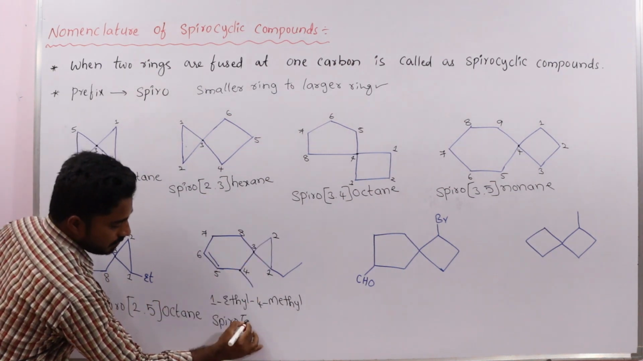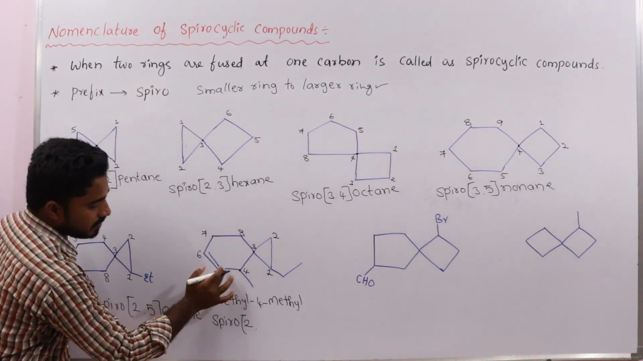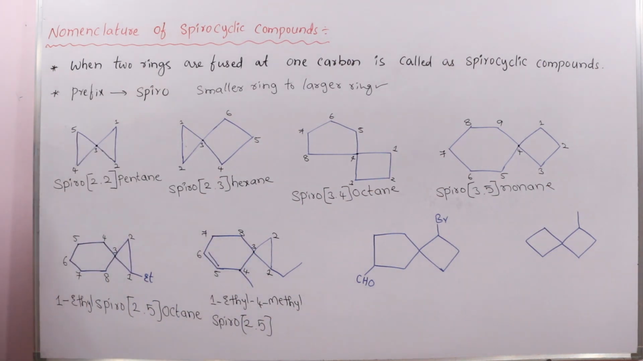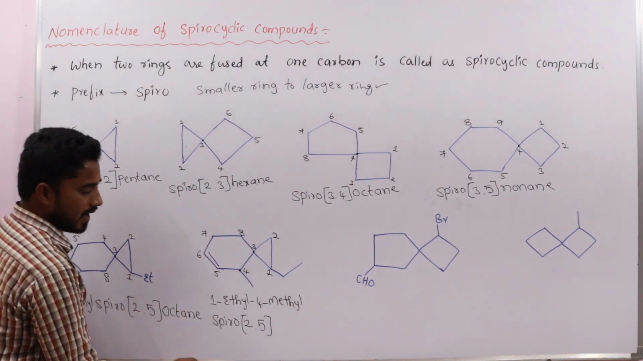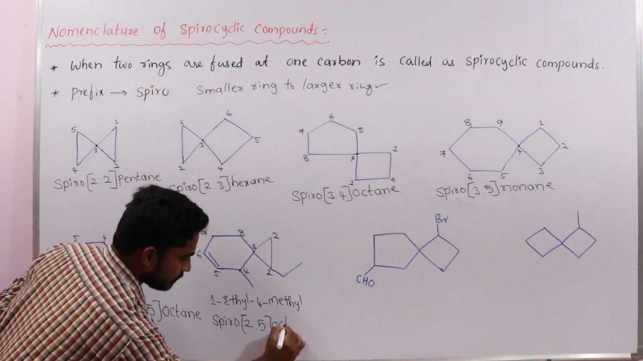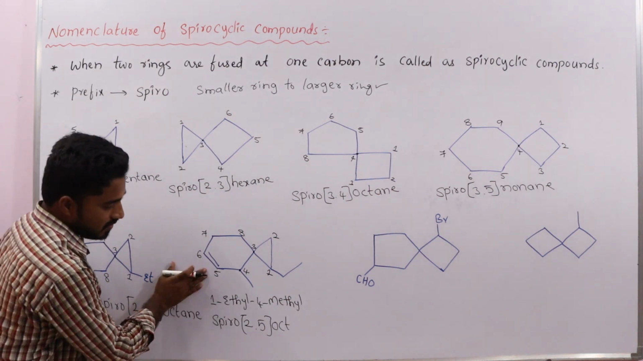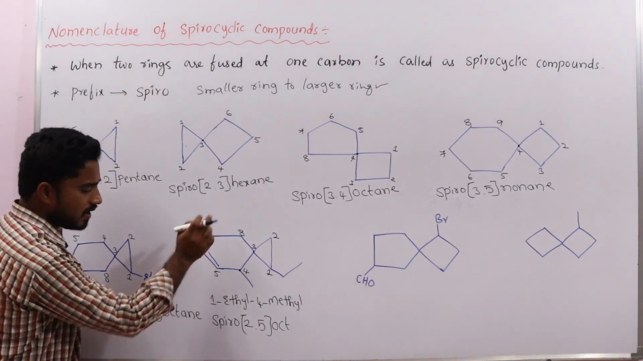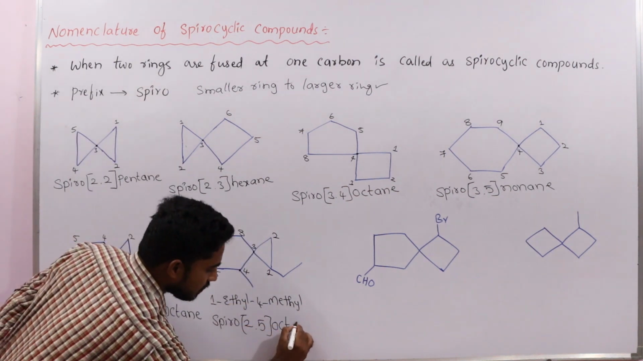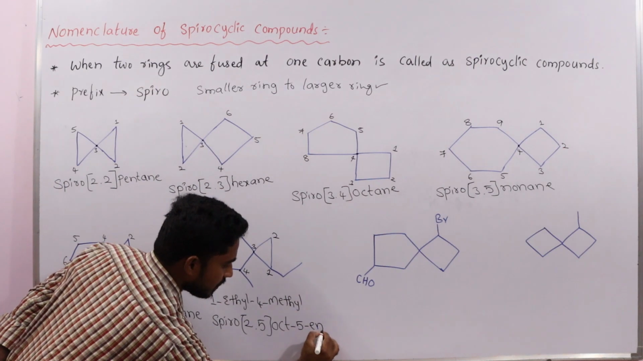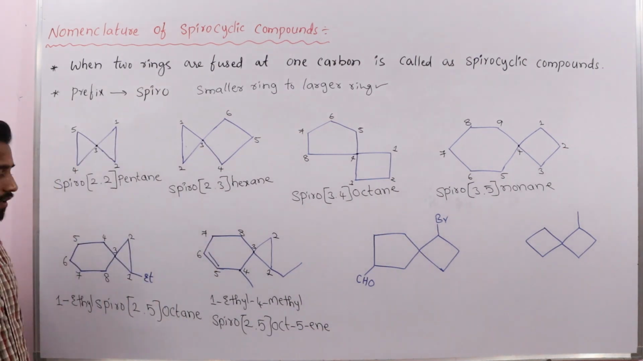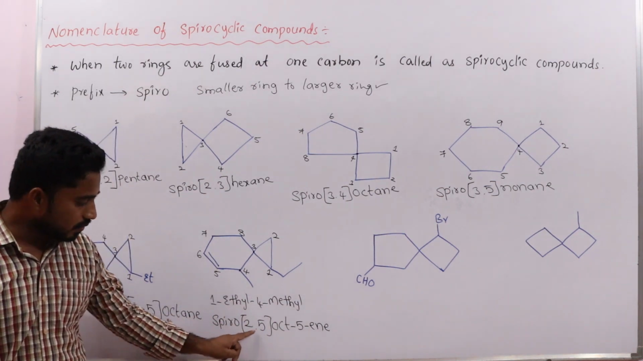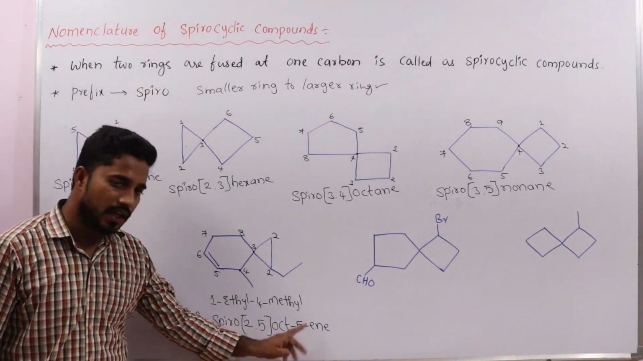Here 2 carbons, 2 dot, totally 5 carbons, 1, 2, 3, 4, 5, 2 dot 5. Next, total how many carbons are there? 8. That's why oct. Is it saturated or unsaturated? Unsaturated. Unsaturation is present at which position? 5th position. That's why oct 5 yne. Okay, 1 ethyl, 4 methyl, spiro 2.5 oct 5 yne.